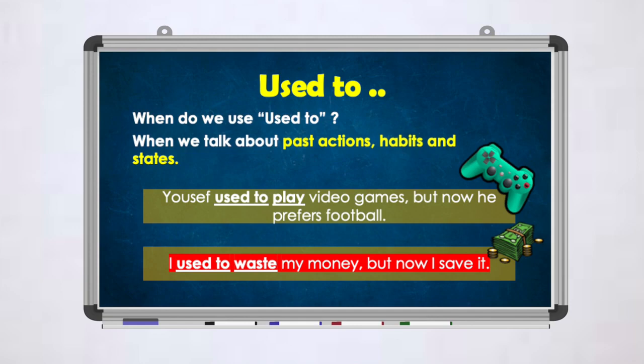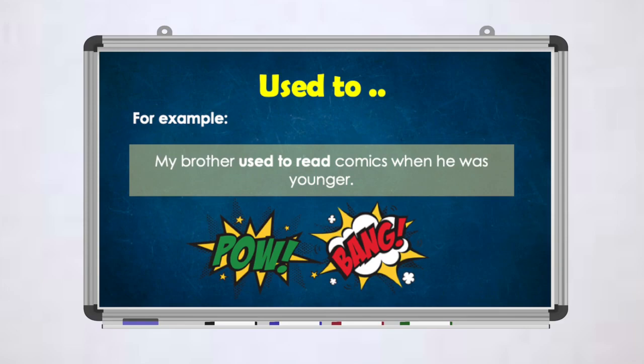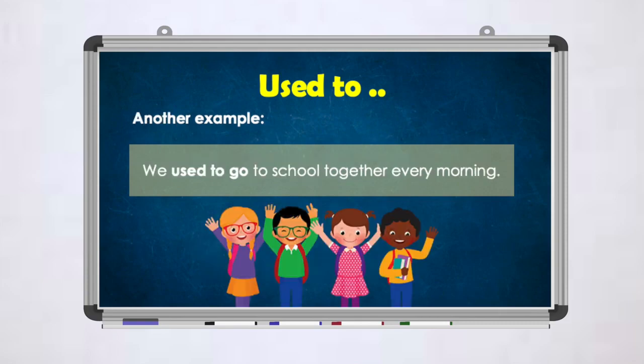And I want you also to pay attention to the verb coming after used to. It's in the infinitive. Used to play, used to waste. Now, for example, my brother used to read comics when he was younger, but not anymore. So used to is for past actions. We used to go to school together every morning. So we used to do this thing and not anymore. And go here is in the infinitive, following used to.